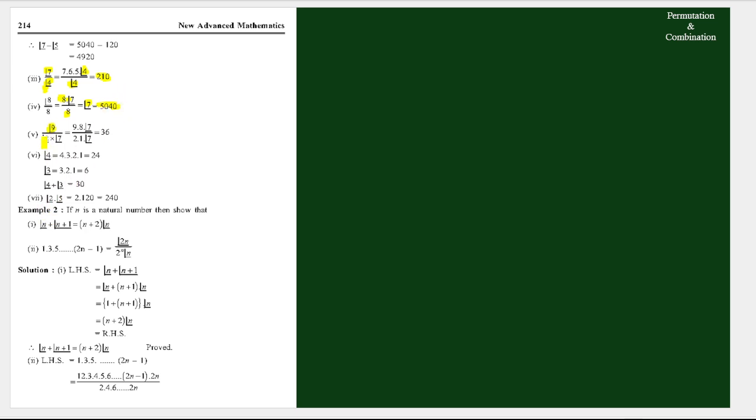Factorial 9, 2 into factorial 7. So 2 in factorial 2 is nothing but 2 into 1. So 9 up to factorial 7 you reduce. So that factorial 7 and factorial 7 cancel out. 2 and 8 you can cut. You get 4 here. So 9 into 4 is 36.